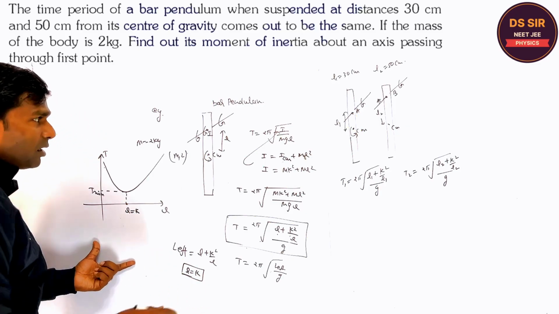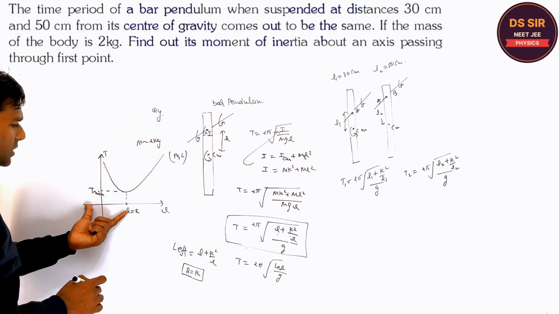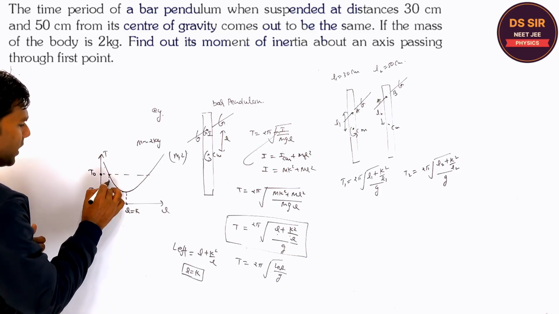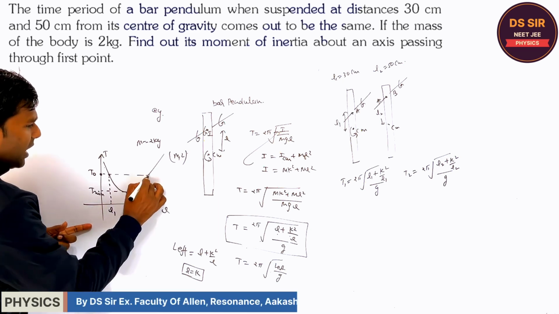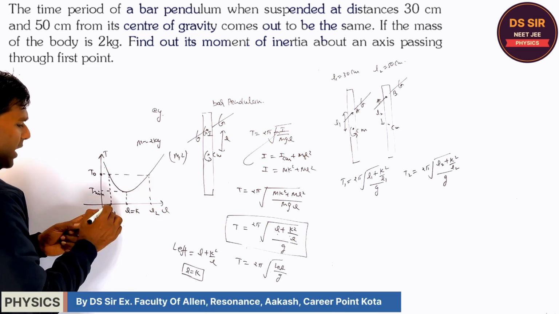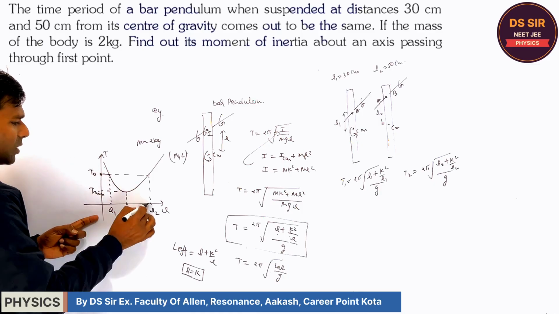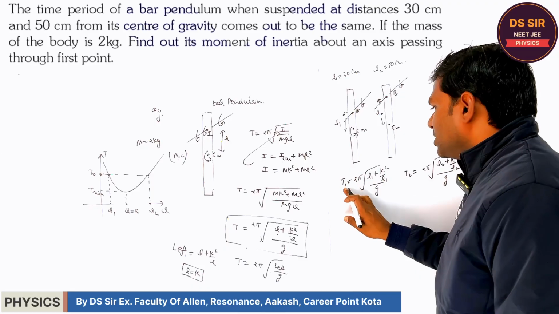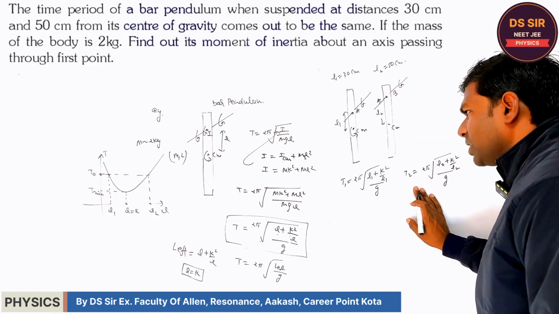But here in this question, you will see the same time period may be obtained at two different lengths, L1 and L2. One is the less length, one is the more length. At L1, the time period is the same as at L2. So therefore, for L1, this is the time period, for L2, this is the time period.